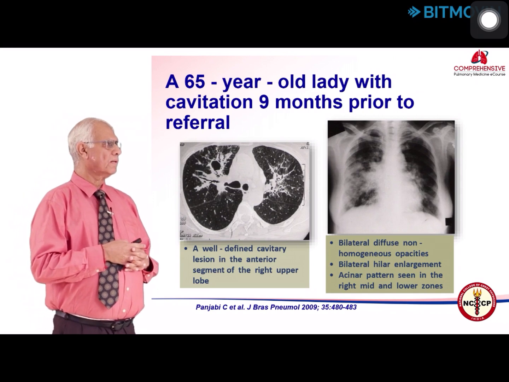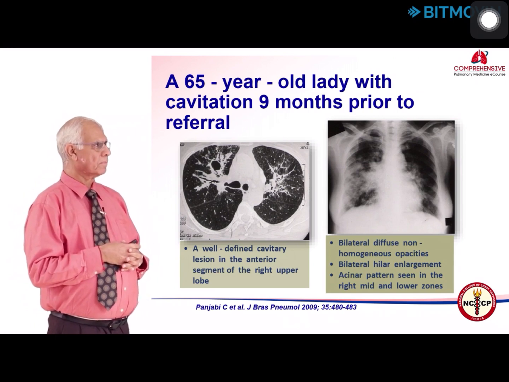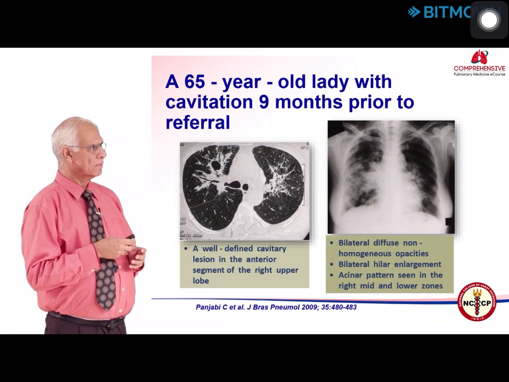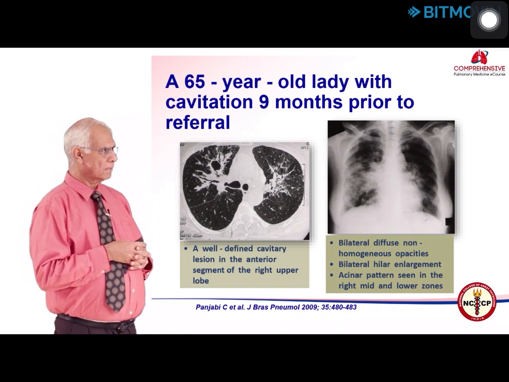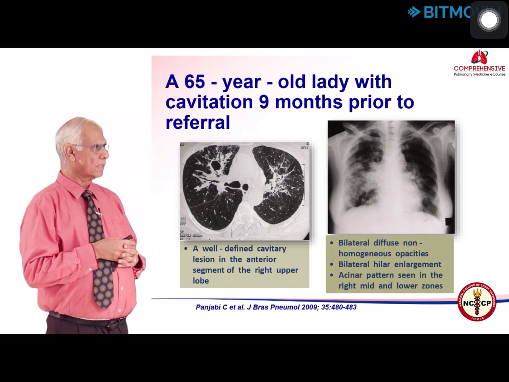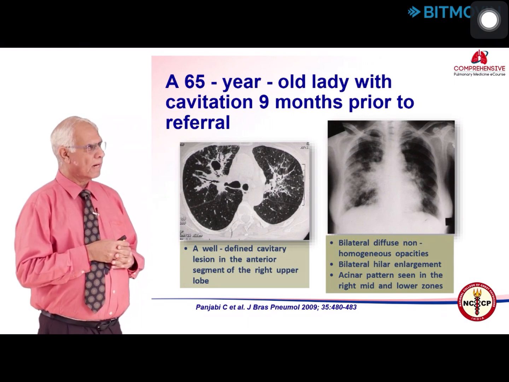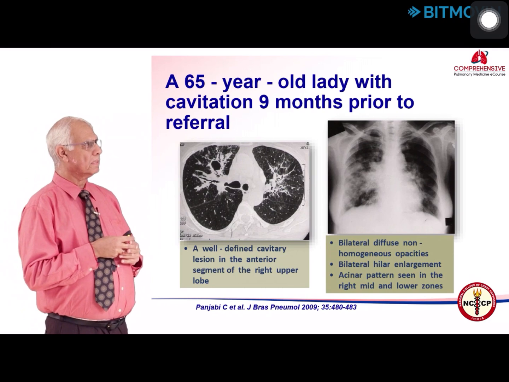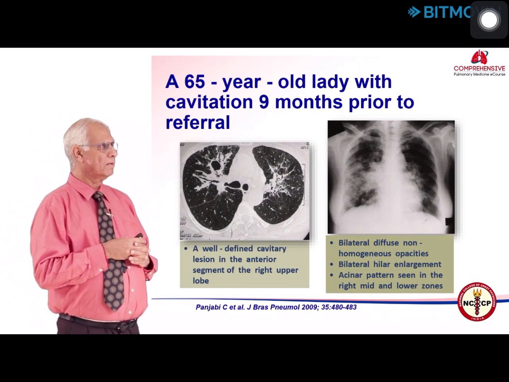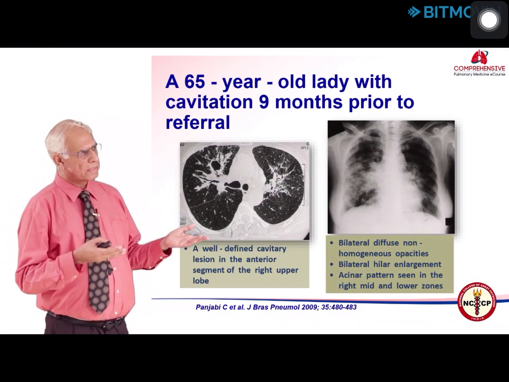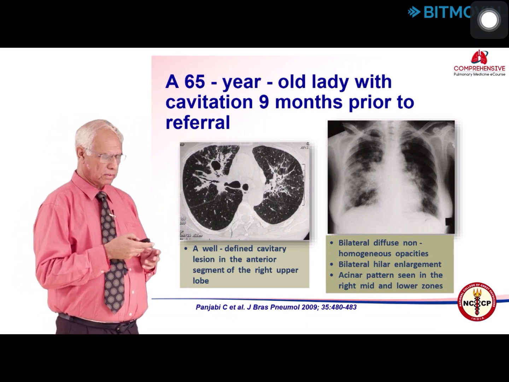Now, this is a 65-year-old lady with cavitation. She had an acinar pattern or the alveolar pattern in the right lower lung zone. There was bilateral hilar adenopathy. When we had a look at the CT, we found that there's typical beading over there and well-defined cavitary lesions. Because of these cavity lesions, she was treated for tuberculosis.